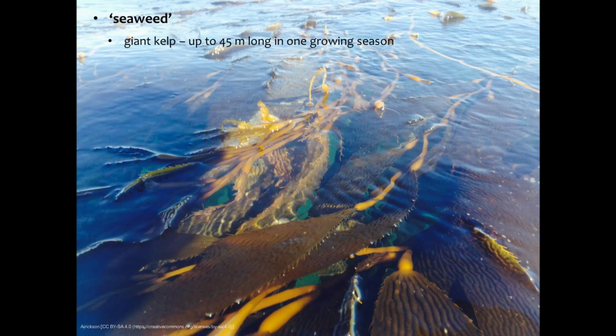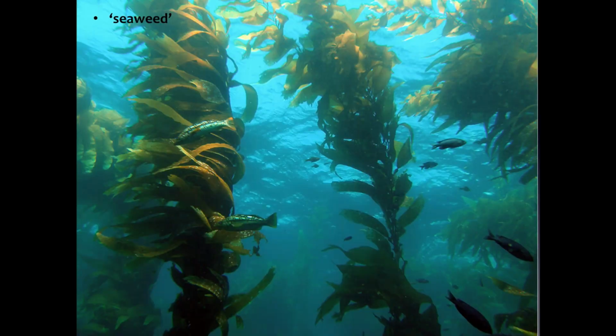Another picture of brown seaweed or kelp. Here, this is known as giant kelp. It can grow up to 45 meters in length in one growing season. And it's one of the fastest growing organisms on the planet. They can grow at a rate of about 60 centimeters a day. And in temperate waters, such as off the coast of California, this kelp can form, as I said before, large underwater kelp forests, which provide really valuable habitats for a variety of different species.